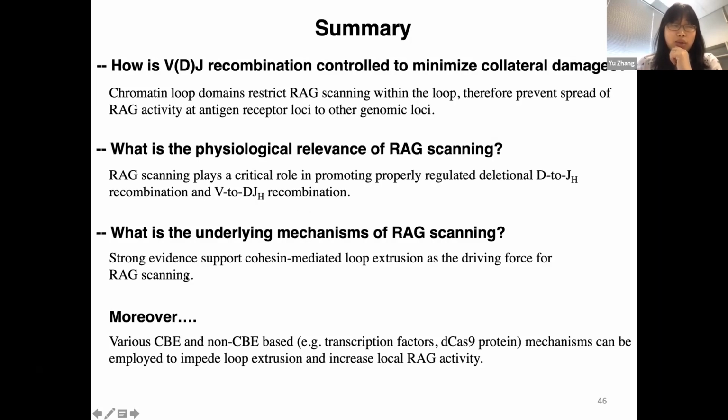And there is strong evidence supporting that cohesin-mediated loop extrusion is a driving force for RAG scanning. Also, importantly, we need to know that various CBE and non-CBE based mechanisms can be employed to impede loop extrusion and increase local RAG activity, which can potentially increase the utilization of certain V or D segments compared with others.